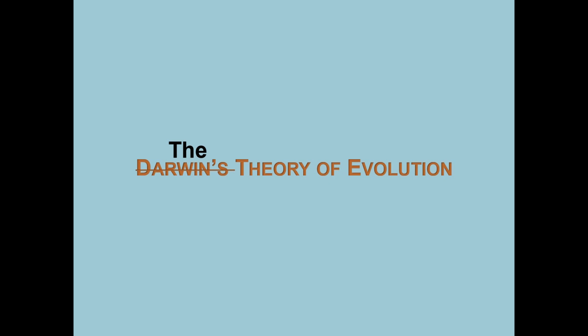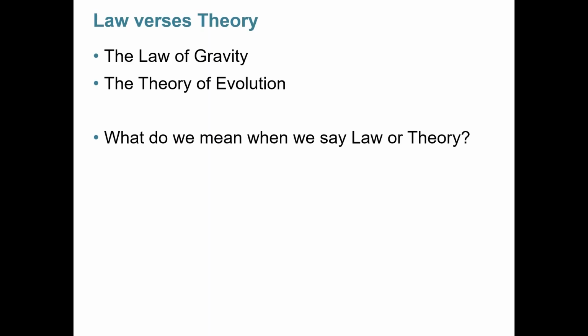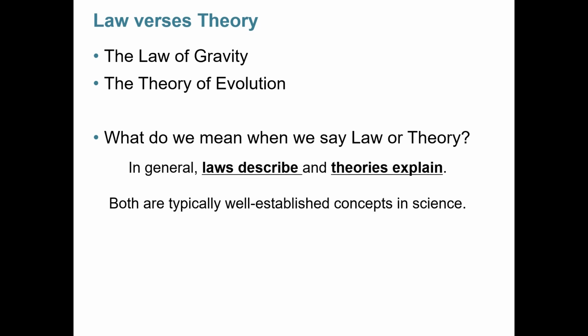Before we go too far, let's go back to this idea about the difference between laws and theories. So when we say something is a law in biology, and we say something is a theory, how are those two things different? Students often like to think that laws are something that are concrete, they're absolutely true, and that theories are something that are just an idea. But the real difference is what these things are meant to do. In general, laws are going to describe a phenomenon that you can observe right now, while theories seek to explain why something occurs. Both are typically well-established concepts in science, but they can change as information increases.